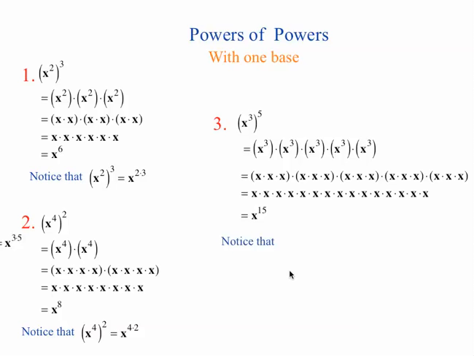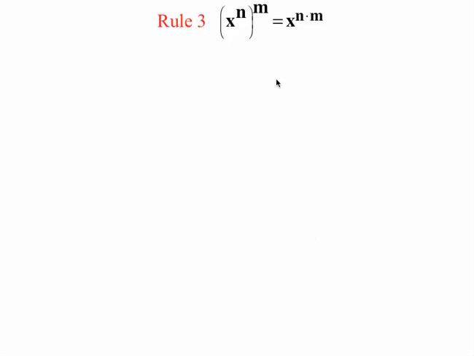Notice that x to the 3 all to the power of 5 is the same as x to the 3 times 5. Okay, which is our rule. So rule 3 is we have powers of powers, multiply the exponents.